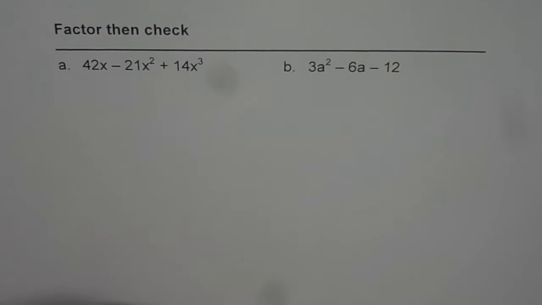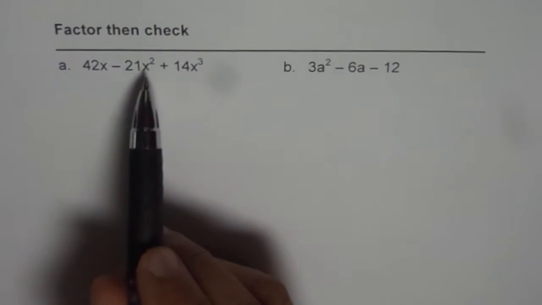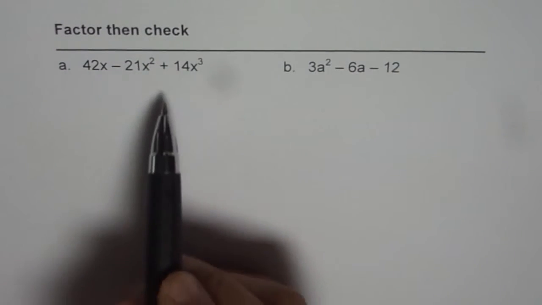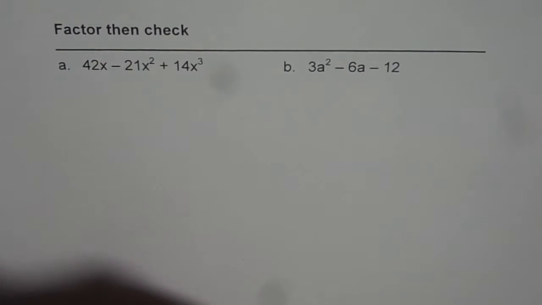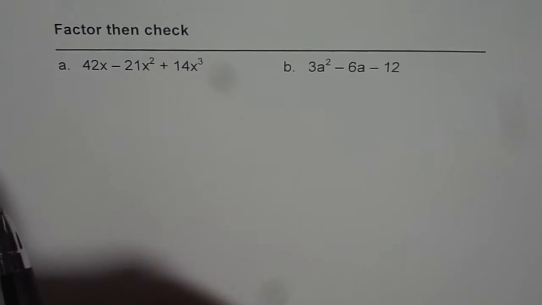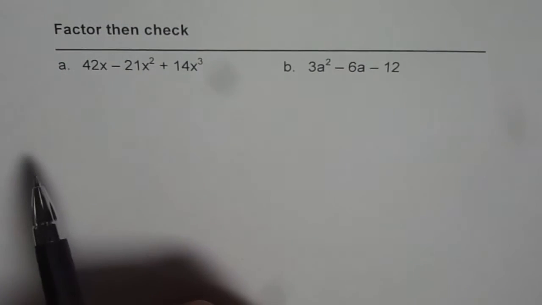Well, let's do this question. Now let's try to understand how to factor. So we have three terms in this polynomial expression, which is 42x minus 21x squared and 14x cubed. So these are the three different terms. We need to find the greatest common factor between these three terms. Well, as far as the variable is concerned, we see x is the greatest common factor.